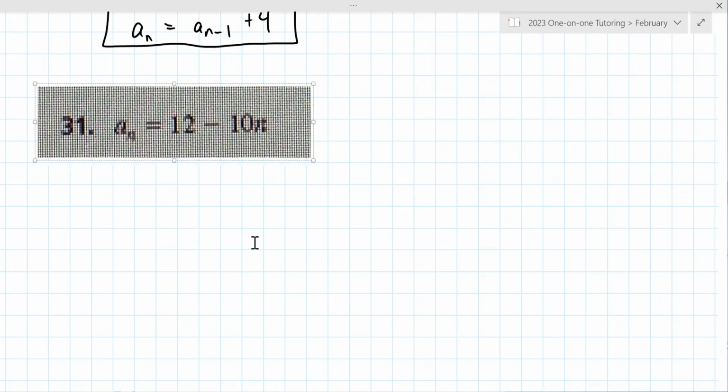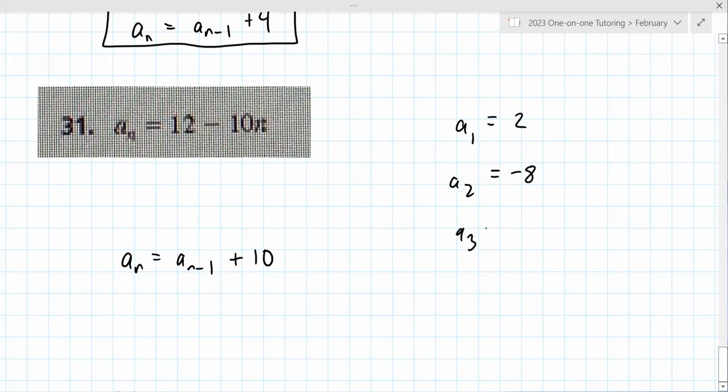So would it be an equals an minus 1 plus 10? Like this? Yes. Okay, so or is it minus 10? Well, before I answer that, give me a few terms here. What was the first term? 2. Okay, and what was the second term? Second term was -8. Okay, and then the third term?